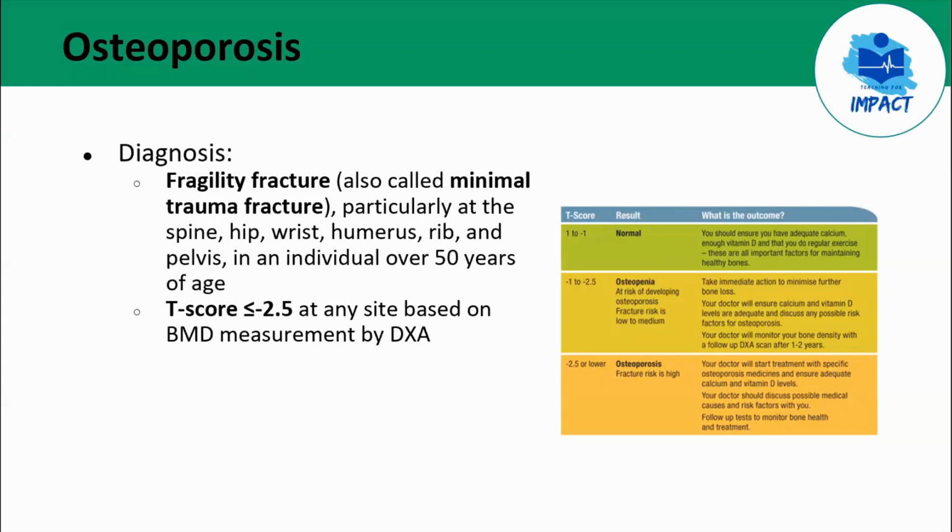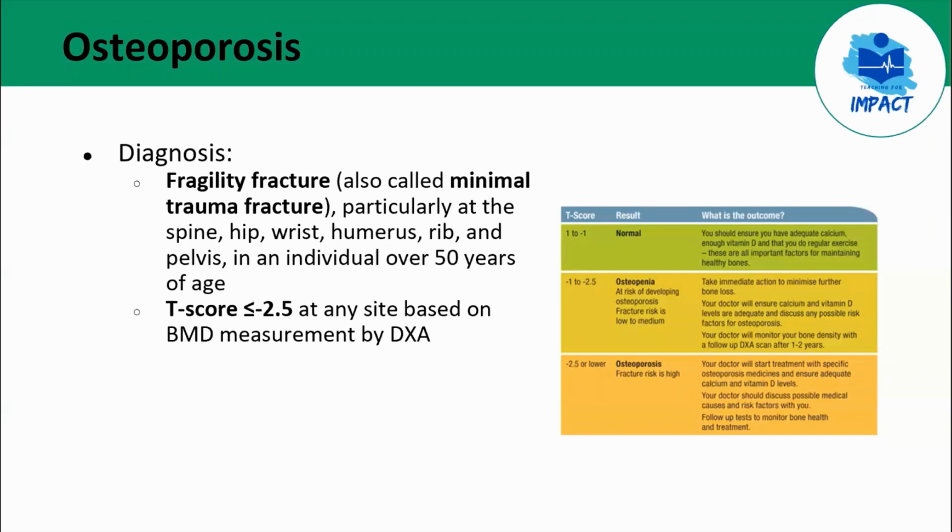The second way to diagnose it in the absence of a fragility fracture is by measuring bone mineral density using a DEXA. And a t-score of -2.5 or lower at any site indicates the diagnosis of osteoporosis. So how do we manage osteoporosis? Can someone give me some ideas? I think it was Megan that has already given us an idea, HRT, which I will talk about.